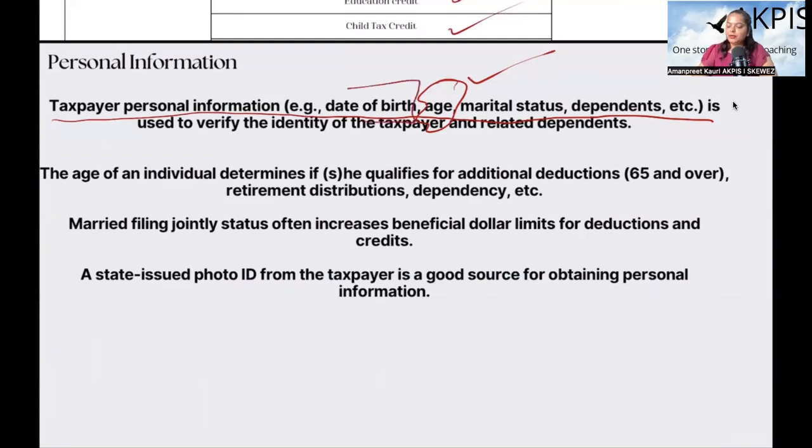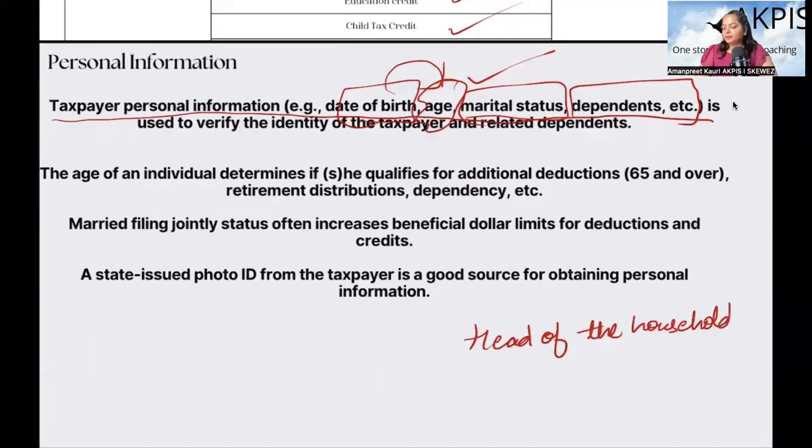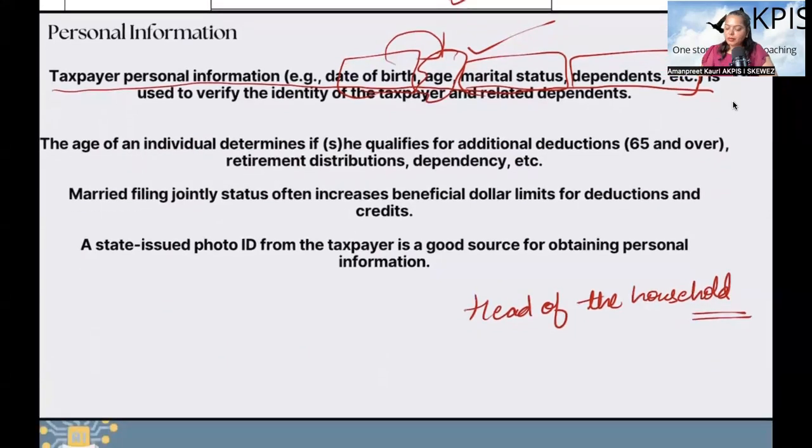Date of birth, on which age depends, and your marital status, because if you're married and filing your joint return, you can claim more deduction. If you have dependents, then you can claim head of the household status and more deduction, which we will discuss in the main parts of Enrolled Agent, right? So this is how these things go, because married filing jointly has more deductions.